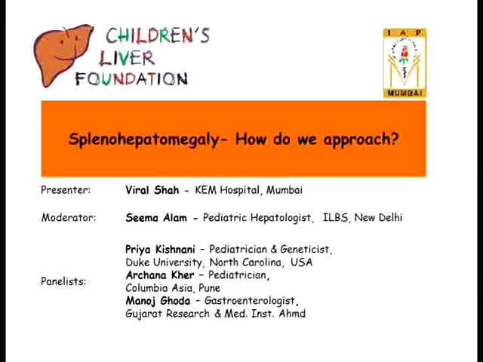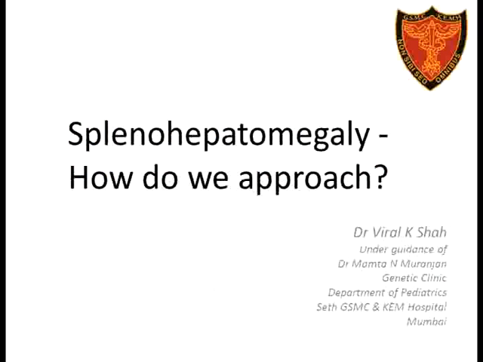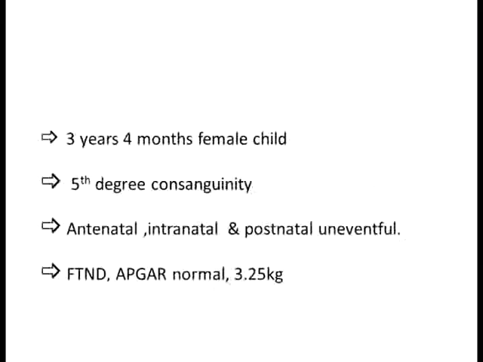Good afternoon, everyone. I am presenting a case of splenomegaly. Usual presentation with the unusual codes. At present, the child is 3 years 4 months old, a girl child. She is born of a 5-degree consanguineous marriage. Her antenatal history was uneventful. She was born of full-term normal delivery. Baby cried immediately after birth. Birth weight was 3.25 kg and Apgar was normal. Her post-natal course was also uneventful. There was no history of neonatal cholestasis.